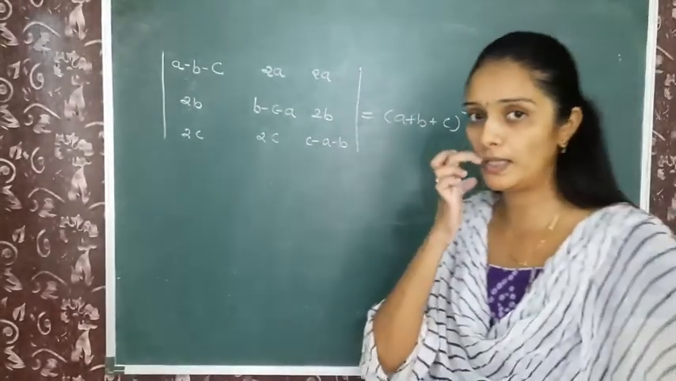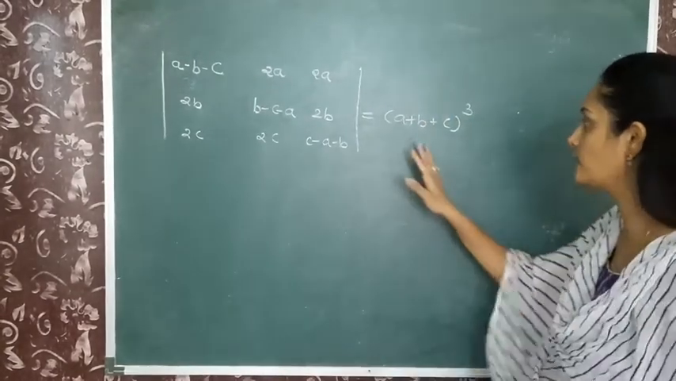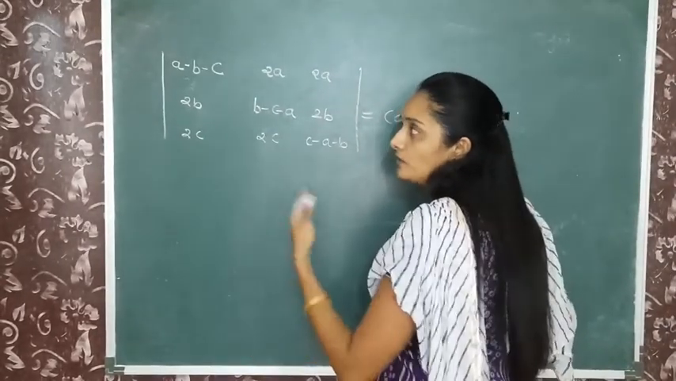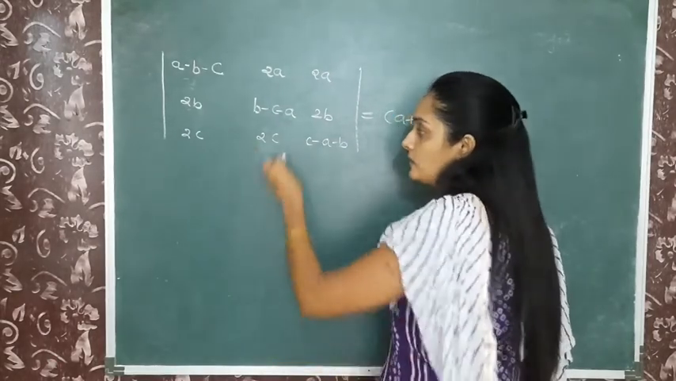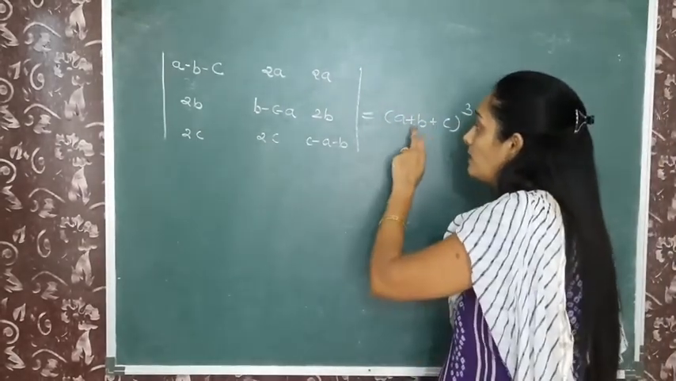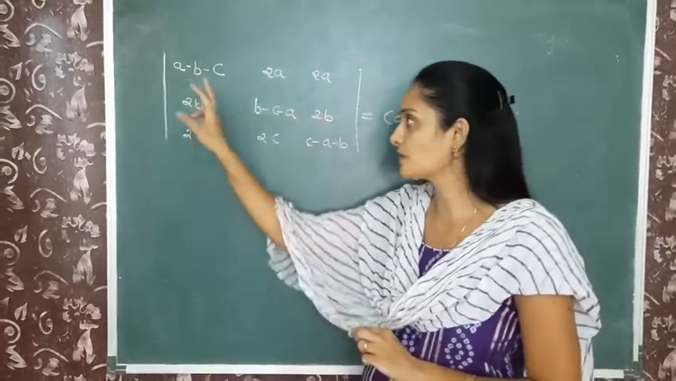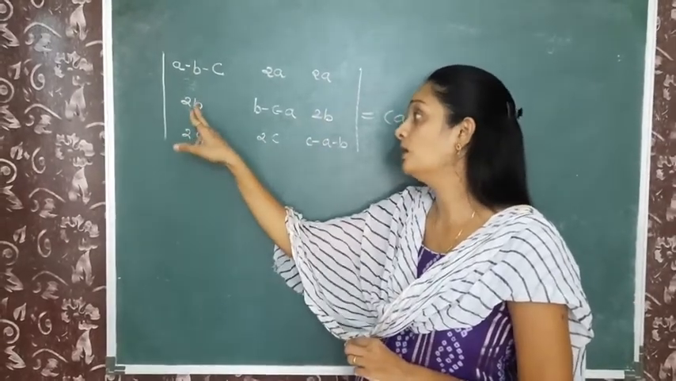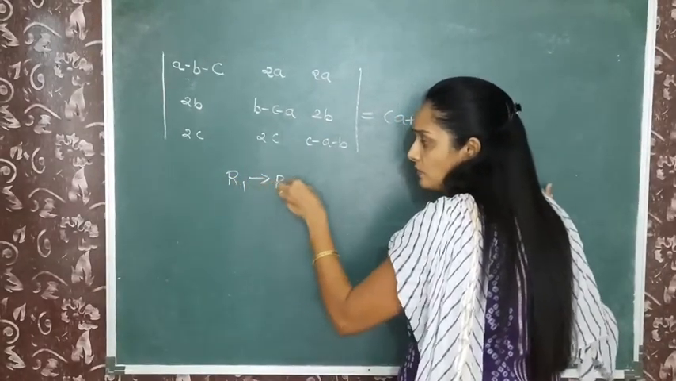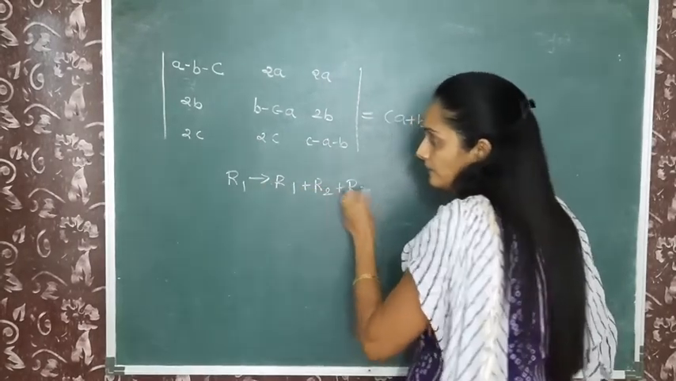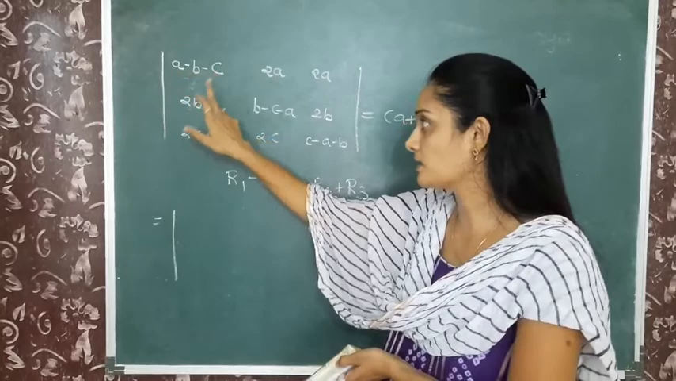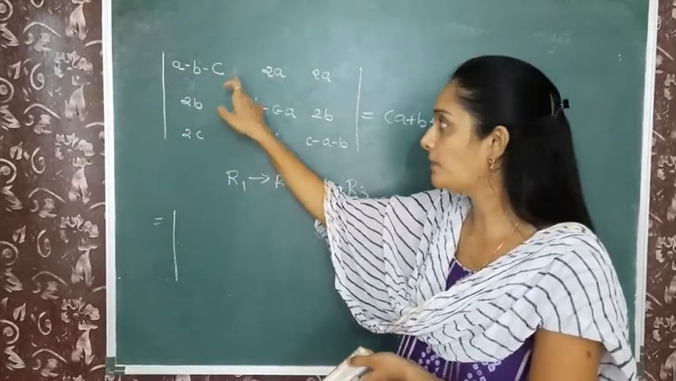First we take the given determinant as left hand side and we want as answer A plus B plus C whole cube. So first we try by adding second and third row in first row, otherwise by adding second and third column in first column. If by doing this process we don't get A plus B plus C, then we think about subtracting R1 minus R2 or R2 minus R3. Okay, so first we see if we take R1 transfer to R1 plus R2 plus R3, that means second and third row are added in first row, then here we get A minus B minus C plus 2B plus 2C, so we get A plus B plus C.